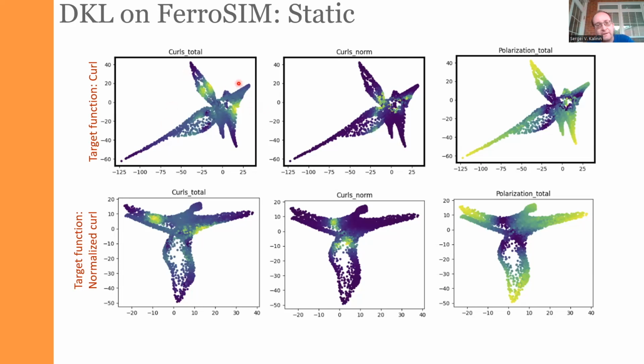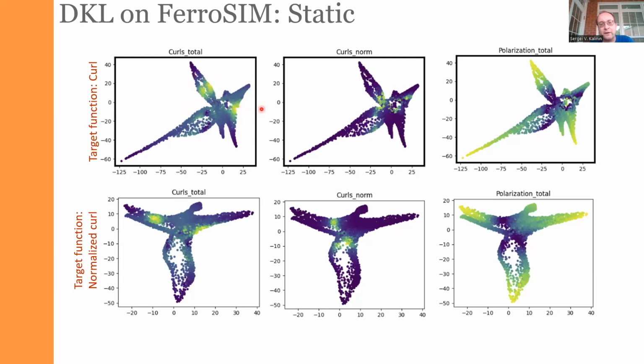So let's see what happens in this case. This is the example of the case when we do the static training. Again, on the full data set, you can see that the distribution of the curls is relatively much better behaved. If you remember, we had these very weird shapes in the latent space of the VAE. Comparatively, if we look at the latent distribution for the DCAL, you can see that the number of maxima is much smaller and they're kind of well behaved.